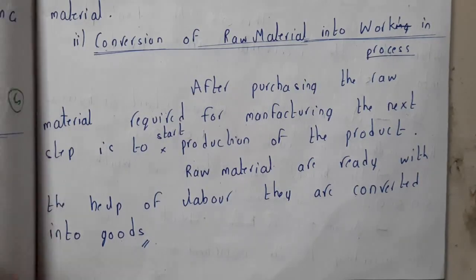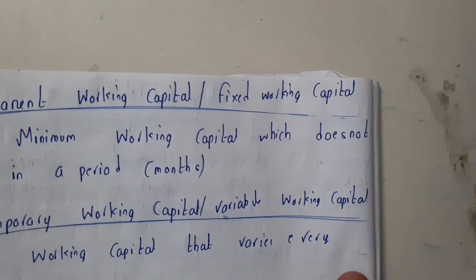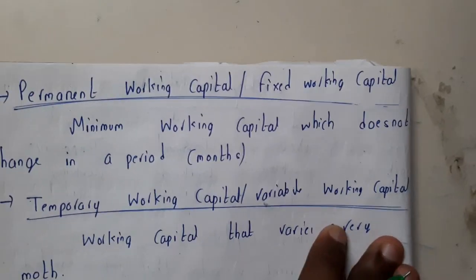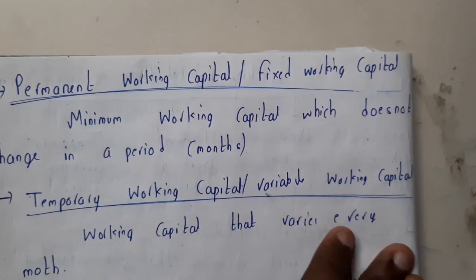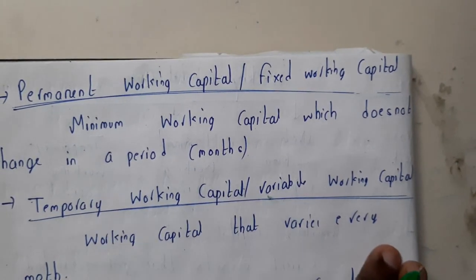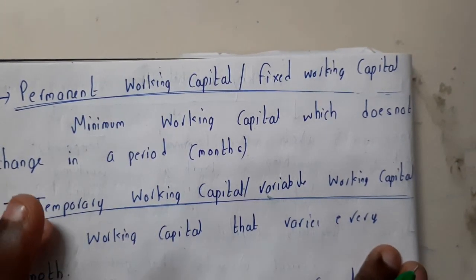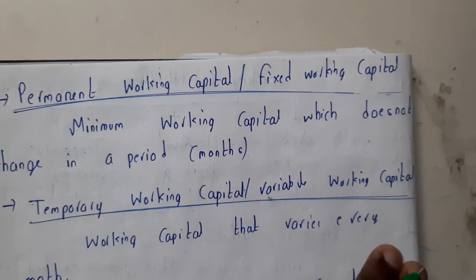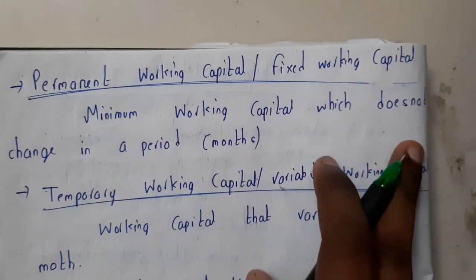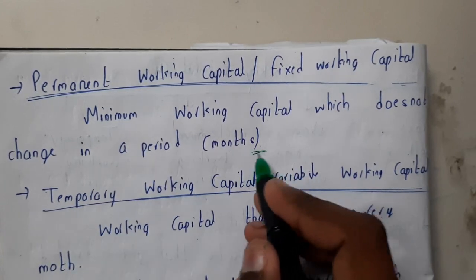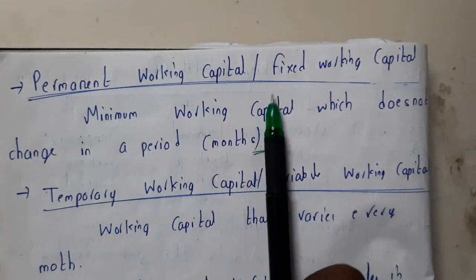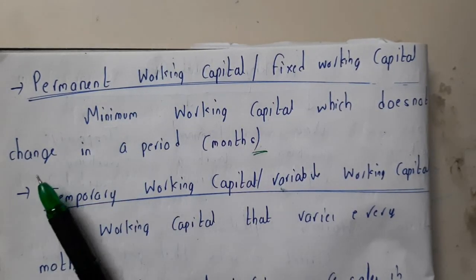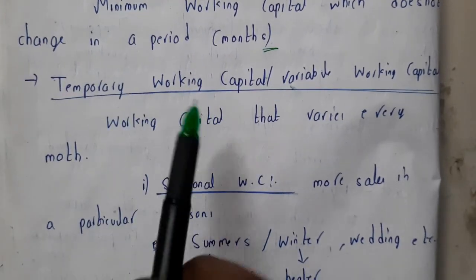Fine? Okay. So the third type will be your permanent working capital. Permanent working capital or fixed working capital is where you check for some particular months, guys. Like this month I got this much, this month I got this much. Like that, if you are getting consistently the same, you can say that it is fixed. So it is the minimum working capital which does not change in a period. So if it is constant, we can say that that's a permanent working capital, guys.